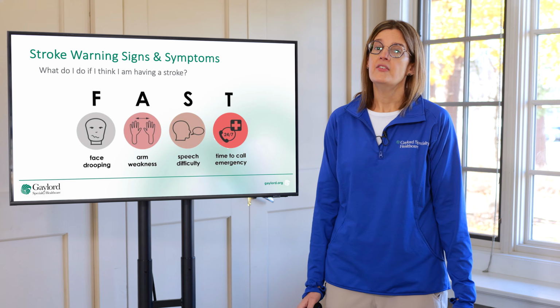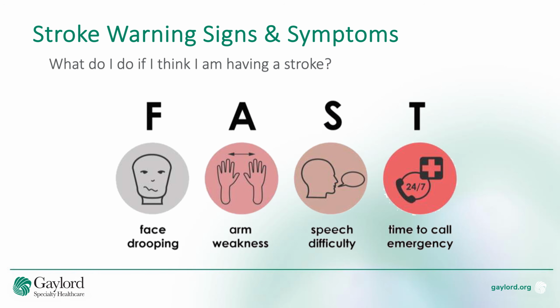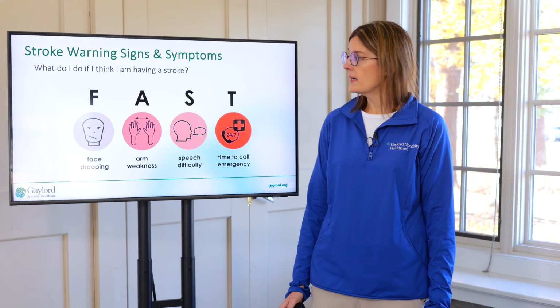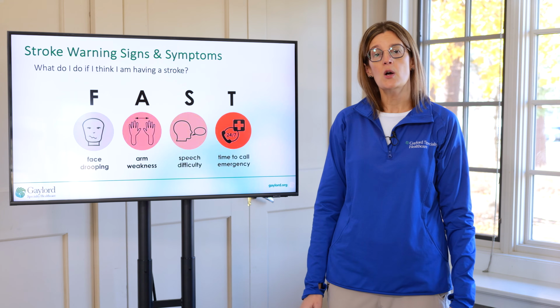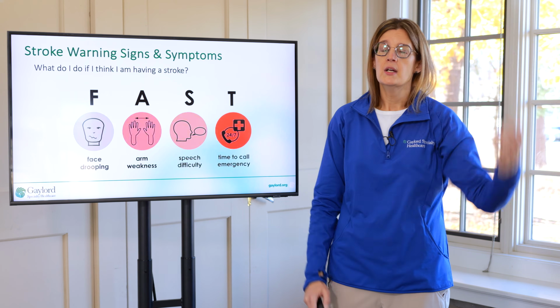The F in FAST stands for facial drooping. So we would ask the individual to smile, and if one side of the face is observed to droop downward, we'd say that's the first sign or symptom. The A in FAST is arm weakness. So we might ask the individual to raise both arms up overhead. If they are not able to do so, or if the arm comes downward, we'd say that's the second sign or symptom.